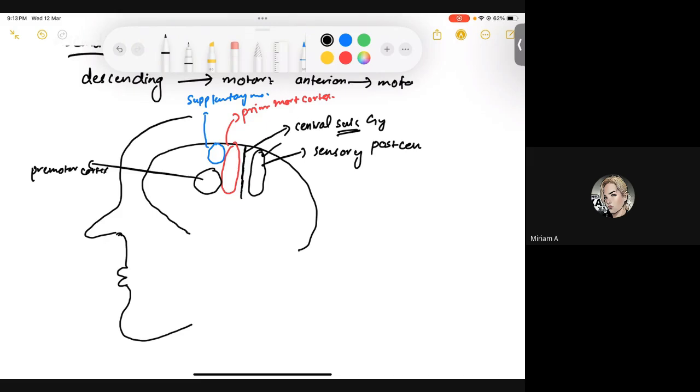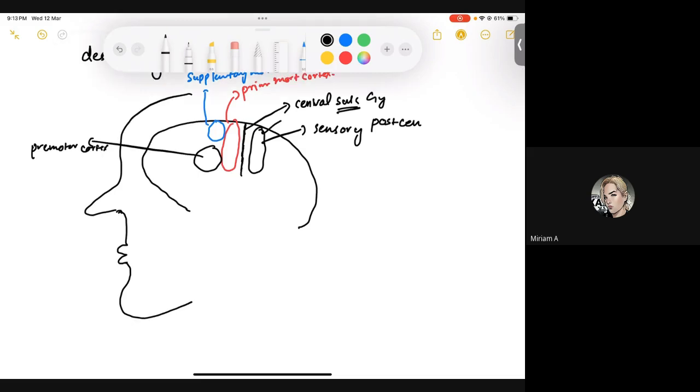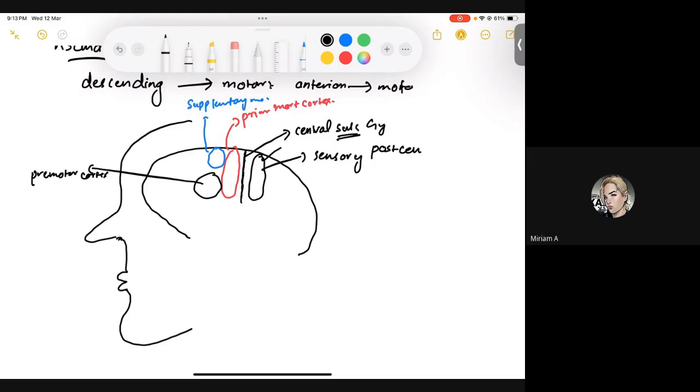Okay, let me just revise it again. You have a central sulcus. Behind the central sulcus, you have an area for all of the sensory information. All of the sensory information is going to relay in the post-central gyrus. Then you have the pre-central gyrus, in front of the central sulcus. All of that area is responsible for the generation of your motor impulses. Right in front of the central sulcus, you have the primary motor cortex. Just in front of that, a little bit superiorly, you have the supplementary motor cortex. And just beneath that, you have the premotor cortex. Is that clear?